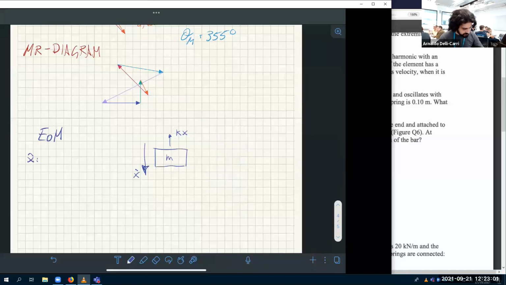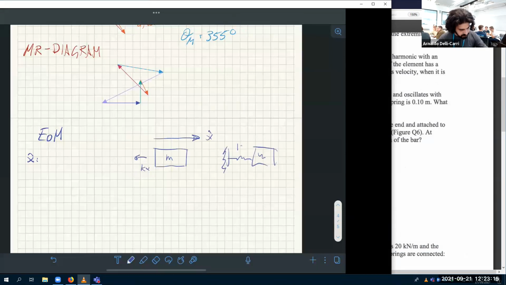Let's say that this is horizontal. So this is the motion, and this is the restoring force. And my system was this one. So the equation of motion along the x-axis is minus kx, because it's negative, it's going against my axis, it's a restoring force, equals mass times acceleration. What is acceleration? Second derivative of displacement. Displacement is exactly x. So this is the equation of motion.